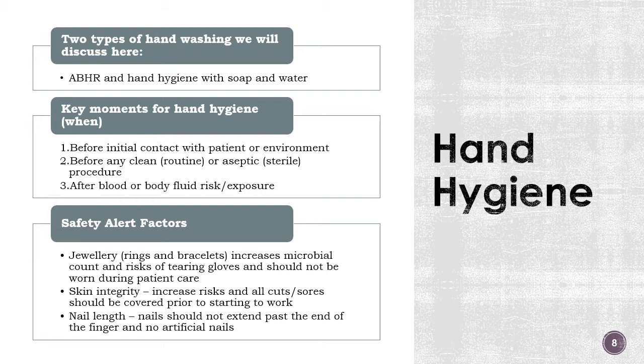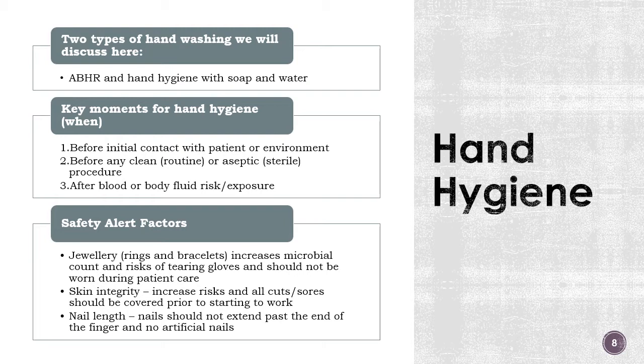So the key moments for hand hygiene, we've discussed some of them. The first one is before initial contact with the patient. This is to prevent you from transferring pathogens from patient to patient. The second time is before any clean routine or aseptic sterile procedure. So this is things such as acupuncture, scarring moxibustion or plum blossom needle, any procedure where we're going to break the skin surface, we need to perform hand hygiene before this. And then also if you suspect blood or body fluid exposure, then you should perform hand hygiene immediately afterwards.